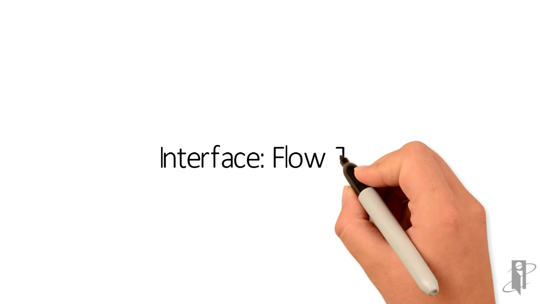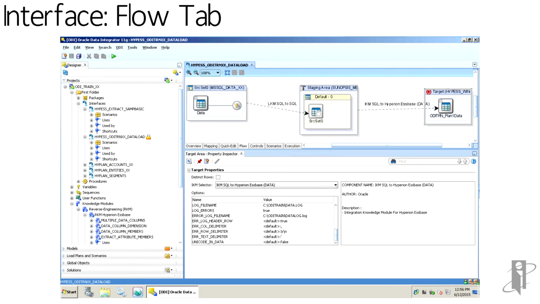The next part of the interface is we want to go into the flow tab. And we do that, and then we can see if our interface is going to work. You'll notice the little connectors that say LKM SQL to SQL and IKM SQL to Hyperion Essbase Data. These were derived from Oracle provided knowledge modules. By default on the installation, the knowledge modules are not shown to the ODI Studio. So you have to import those knowledge modules, and that's documented in the ODI documentation.